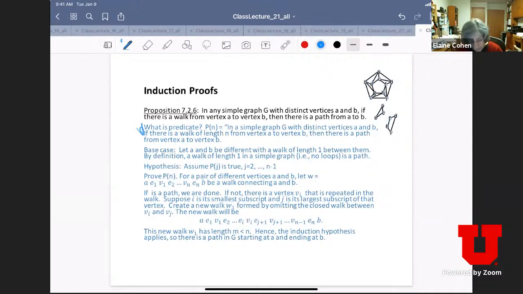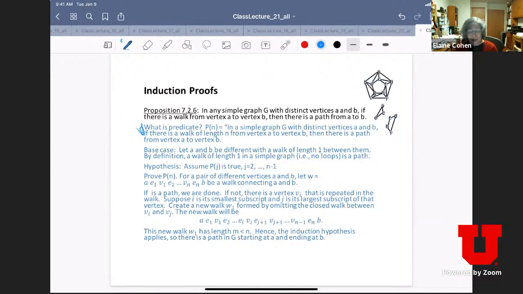So we're going to assume we've already looked at the base case that says if there's a walk of length 1 between two vertices, that means it's a path because there are no repeated vertices. You're done. Okay, so we assume P_j is true for j from 2 to n minus 1. We want to prove it's true for P_n. So we take a pair of different vertices and let W be a walk between them of length n edges. Not a path, I'm sorry, a walk. If it's a path, we're done. If it's not a path, what does it mean? It means there are repeated vertices. So there's a vertex v_i that's repeated in the walk. Suppose i is its smallest subscript and j is its largest subscript.